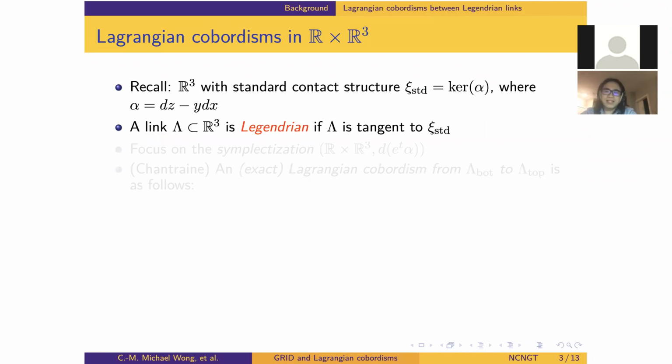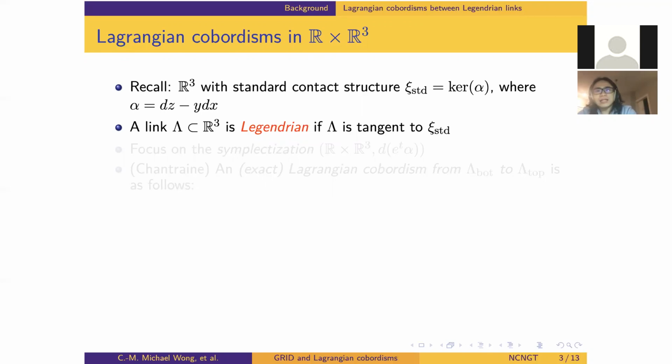So this is in the contact geometry mini session, and so I'll assume a little bit of familiarity with contact structures and Legendrian links, in particular front diagrams, but not much beyond that. So let's first define Lagrangian cobordisms in R cross R^3.